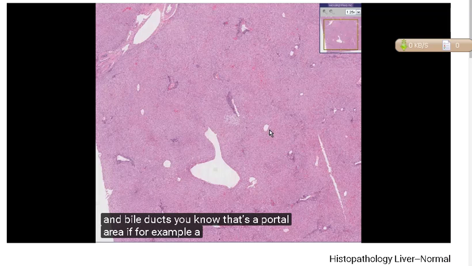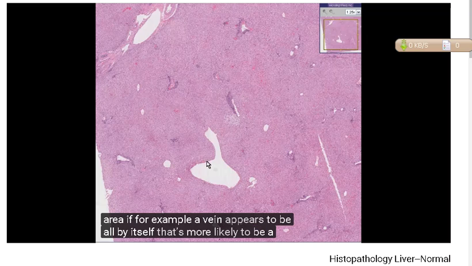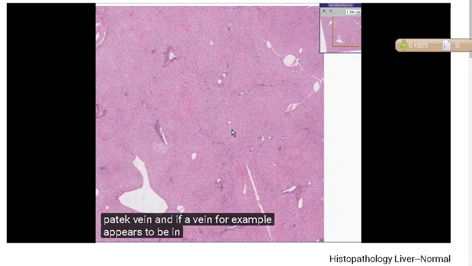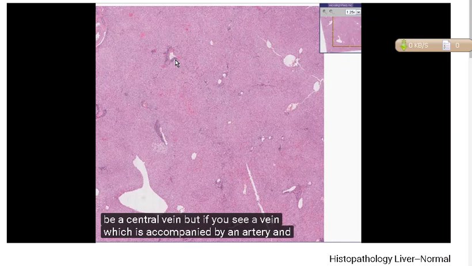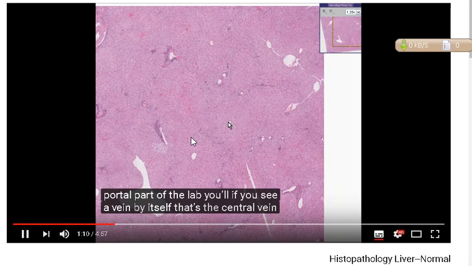If, for example, a vein appears to be all by itself, that's more likely to be a hepatic vein. And if a vein, for example, appears to be in the middle of a lobule, and is small and has no connective tissue around it, that's very likely to be a central vein. But if you see a vein which is accompanied by an artery and a bile duct, you know that that's the portal part of the lobule. If you see a vein by itself, that's the central vein.